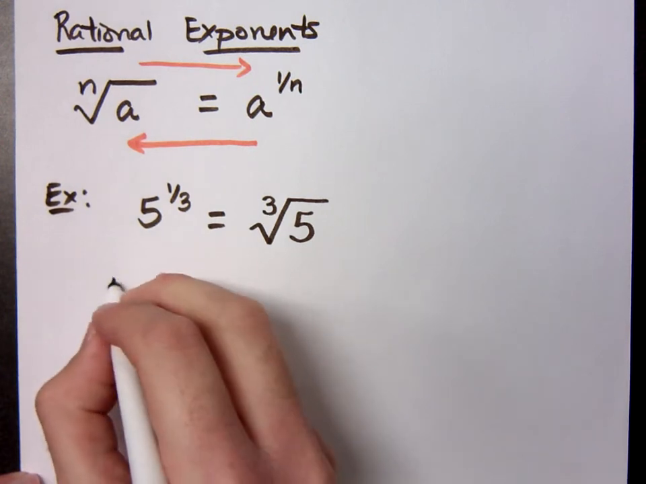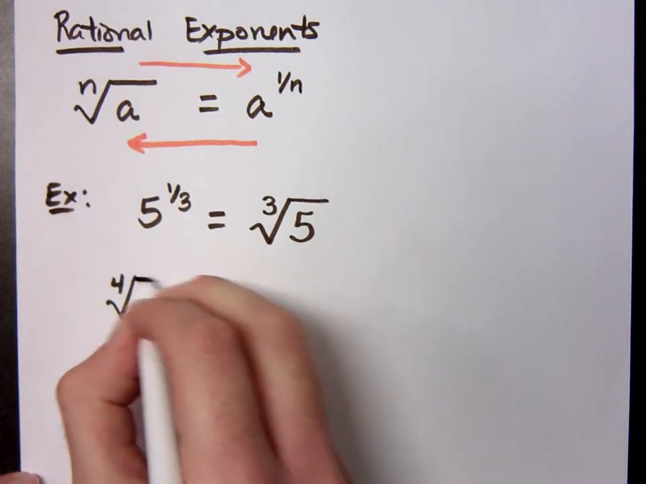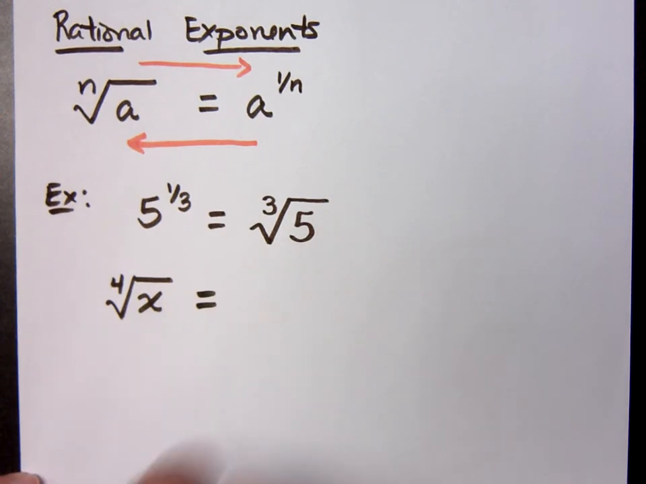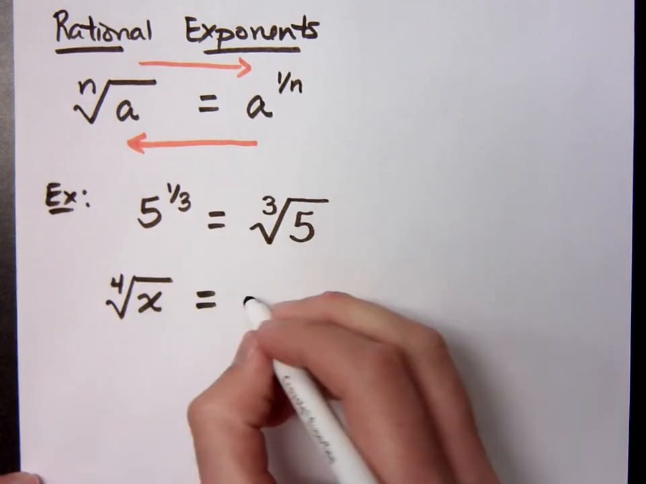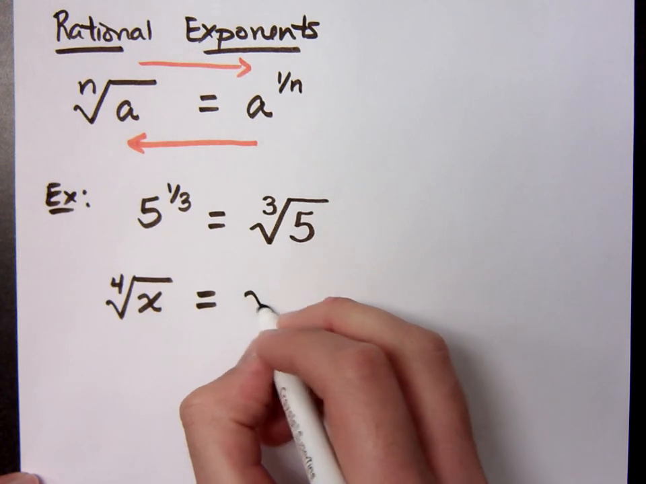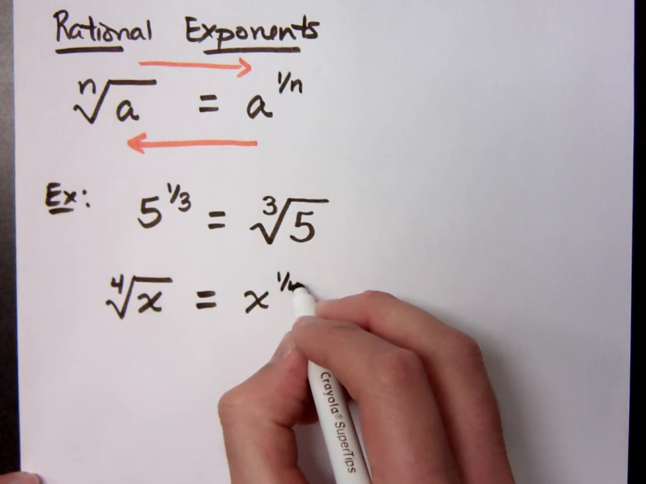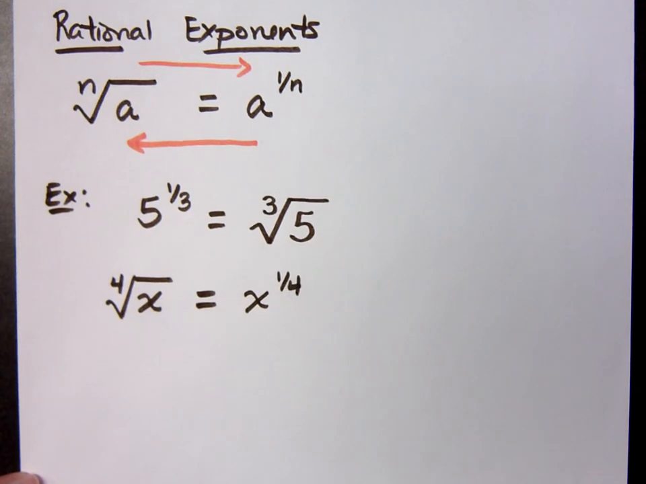That means if I were to write the 4th root of x, how could I write this? Not in radical form, but using exponential notation. x to the power of 1/4. And this is the basics for what we're going to do.